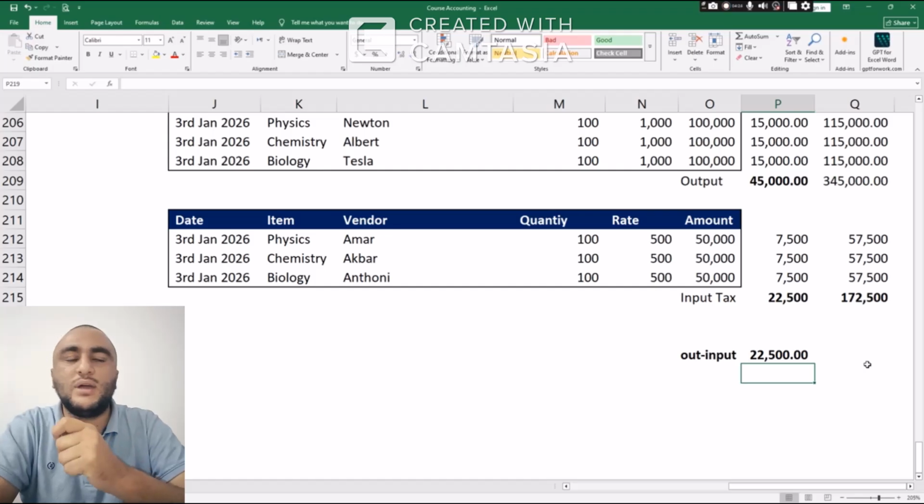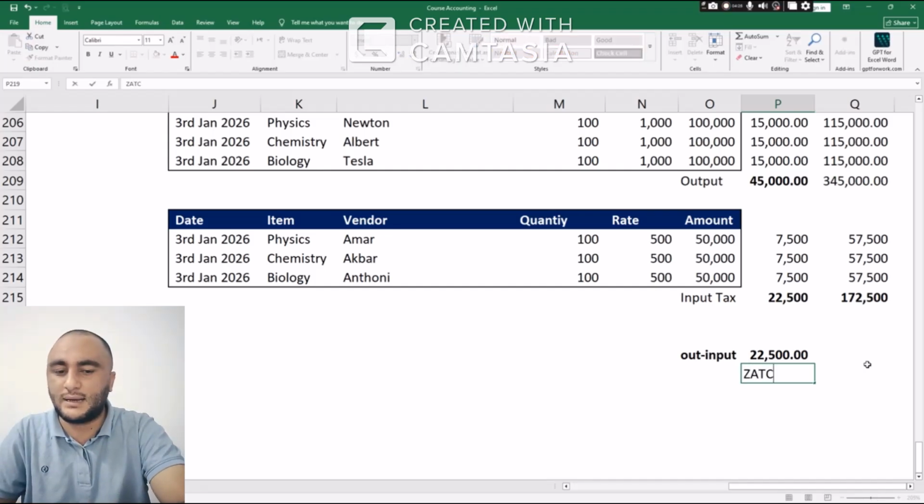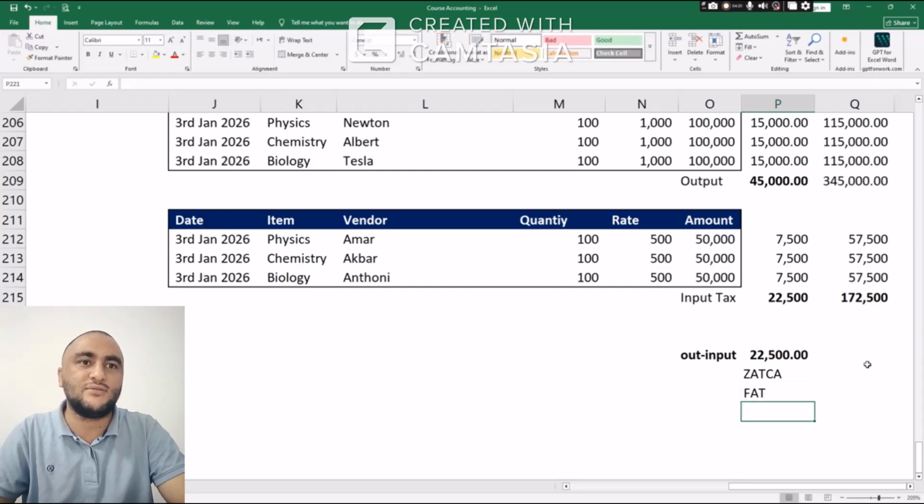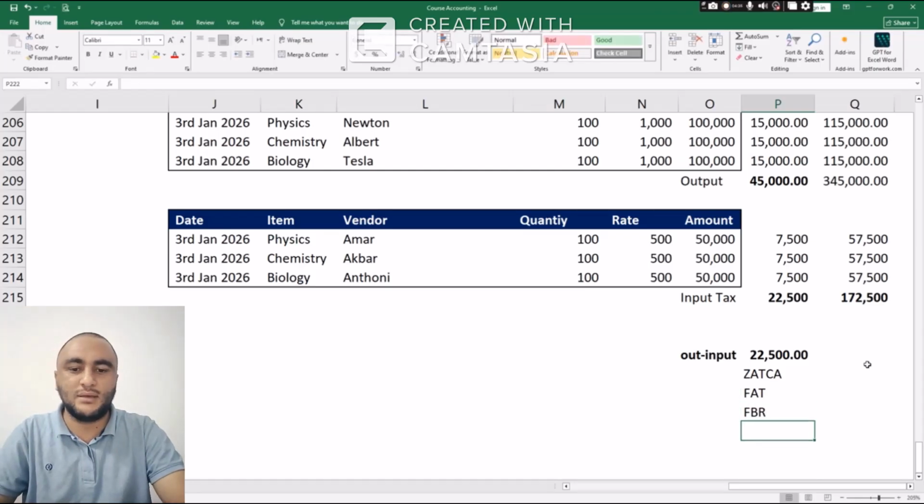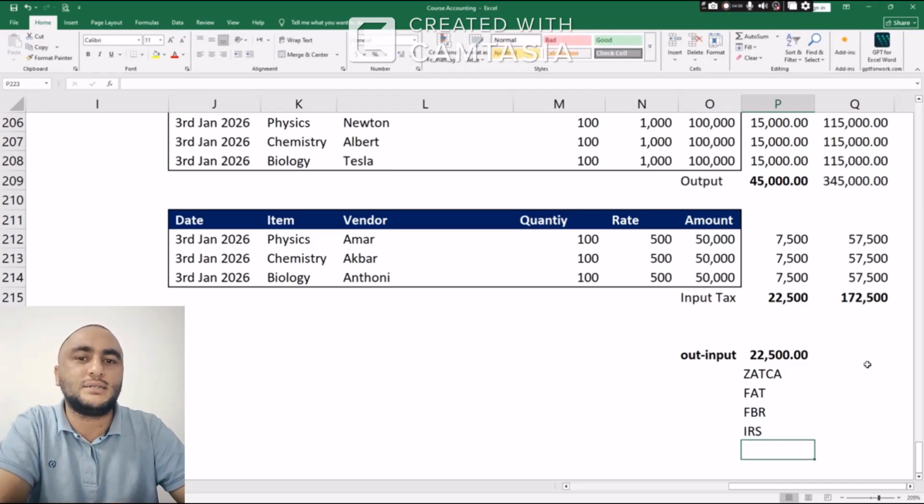In Saudi Arabia, we have to pay this to ZATCA, their tax authority. In the UAE, we have the Federal Authority of Tax, maybe FTA, Federal Tax Agency. And in Pakistan we have FBR, maybe in India IRS, or in any other country, if you have a tax department, you have to pay these taxes to the government.